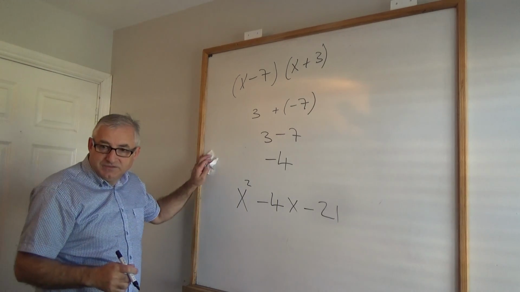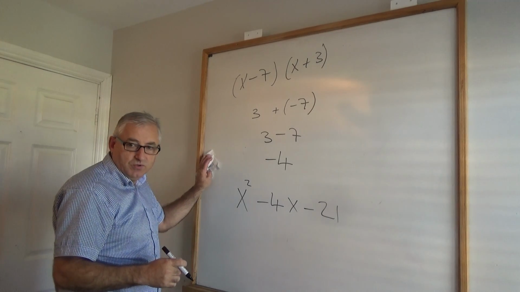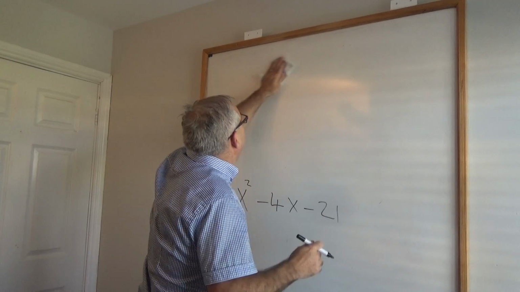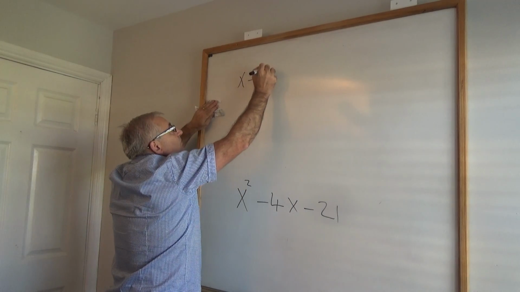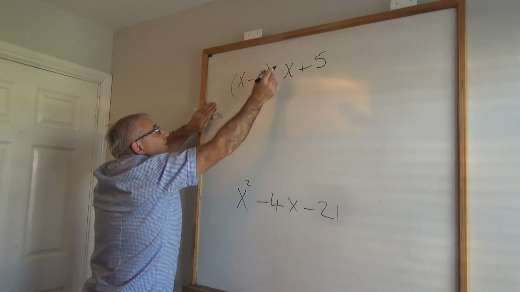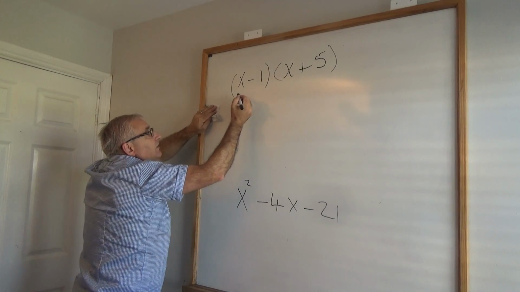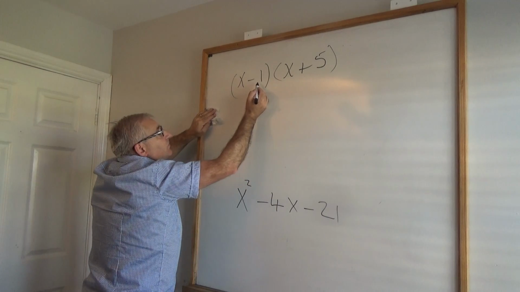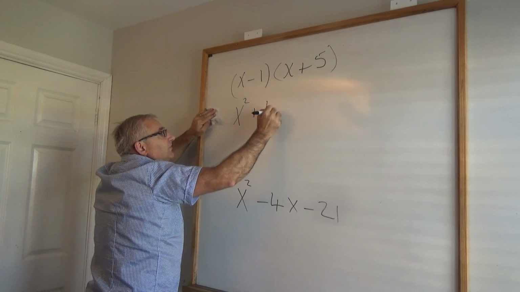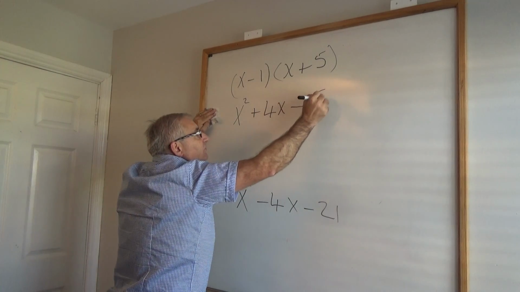Okay? The next question, x minus 1 by x plus 5. So 5 take away 1 is plus 4. The answer is x squared plus 4x minus 5.